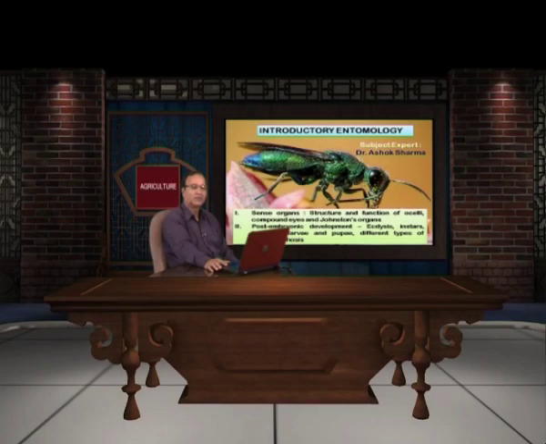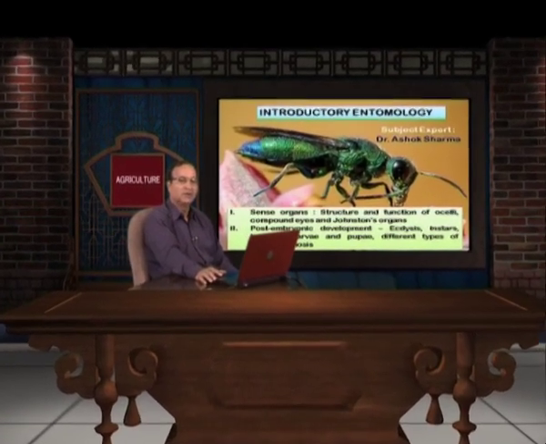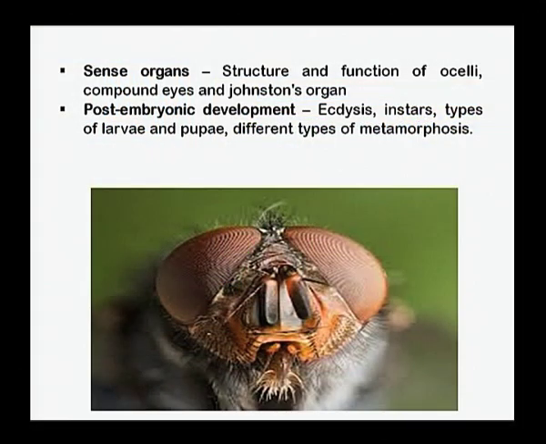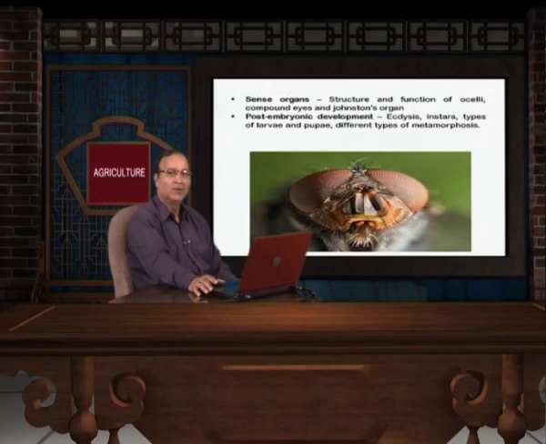Hello viewers, today we shall discuss the details of the sense organs, particularly the compound eyes as well as the simple eyes. Besides this, we shall also discuss the post-embryonic development, where we shall study the different types of larvae and different types of pupae, along with the different types of metamorphosis which are encountered in the insect's life.